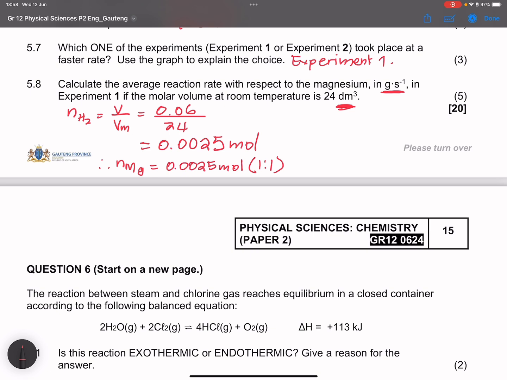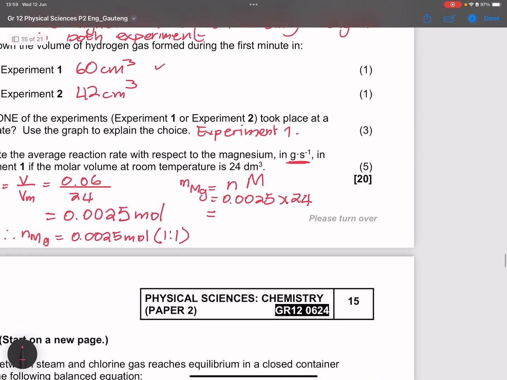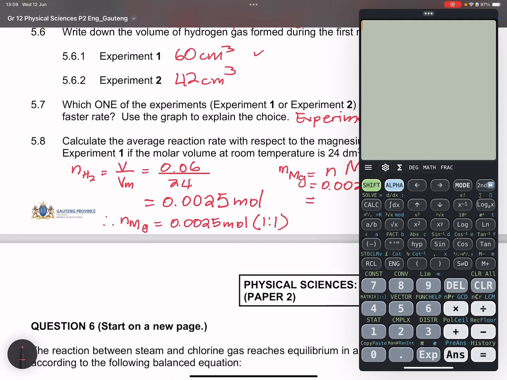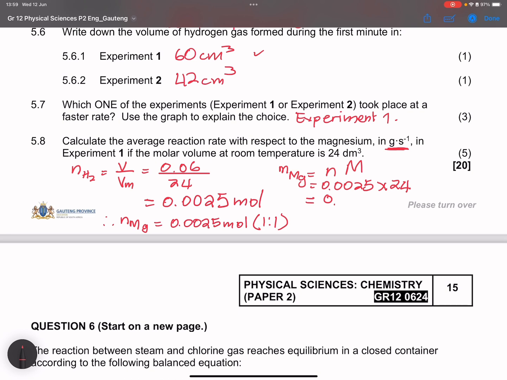Now we're looking for the mass of magnesium. So for the mass of magnesium, this is going to be number of moles multiplied by molar mass. So that's 0.0025. And the molar mass of magnesium, please note, from the periodic table, we always know that to be 24. So let's find that out. Our calculator is misbehaving. So we've got 0.0025 times 24. That gives us 0.06. So the mass of magnesium, this is the amount of magnesium that we lost.